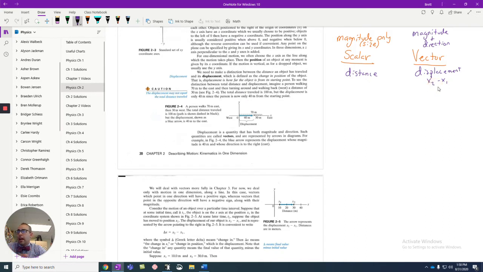And so it's entirely possible to have a distance that's large, but a displacement that's not. Let me give you a classic example. The most common one that I can think of that everybody should understand is running around a track. When you run around a track, one lap around is 400 meters.